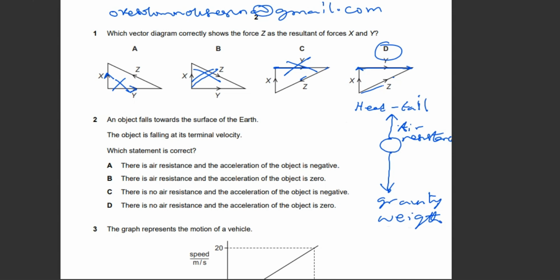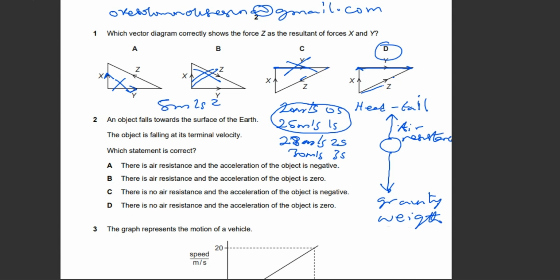For instance, let's say it starts with a speed of 20 meters per second. Then after 1 second is 25 meters per second. Then after 2 seconds, it is 28 meters per second, sorry. This is at 0 second, at 1 second, at 2 seconds. Then 3 seconds now, I have 30 meters per second. If you calculate acceleration here, you see that it is 5 meters per second square. The speed is still increasing.